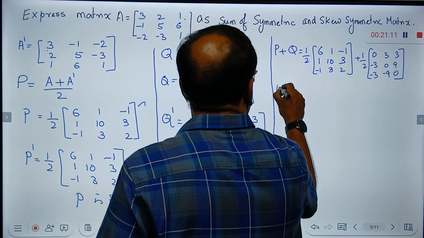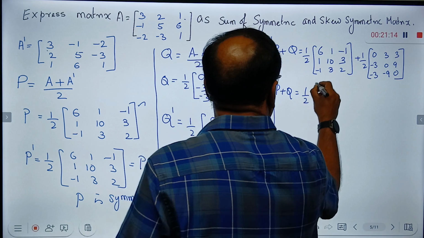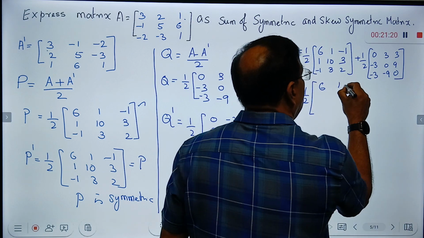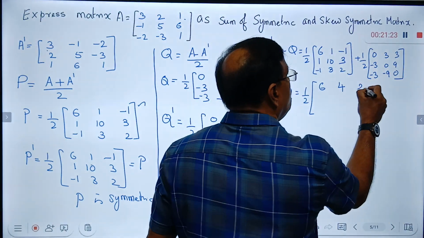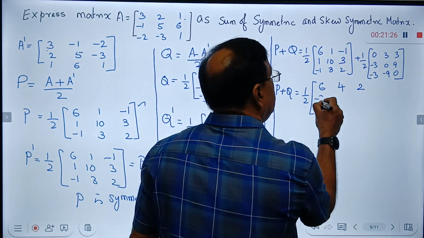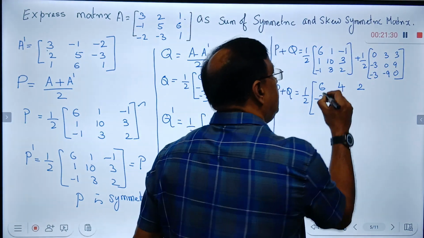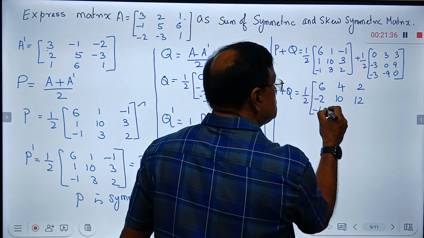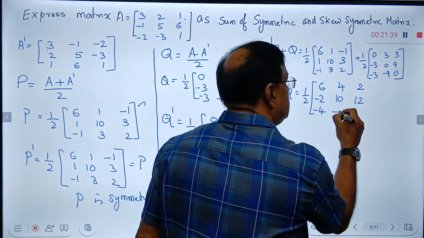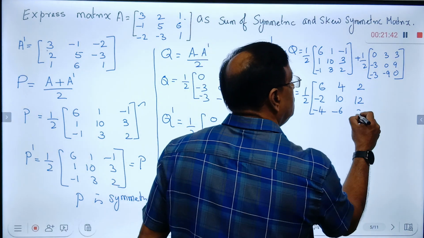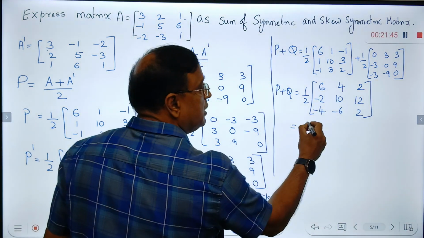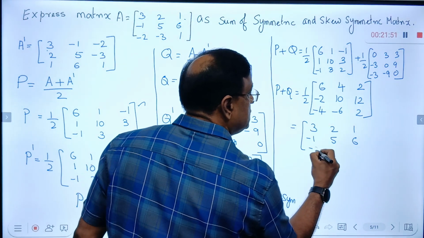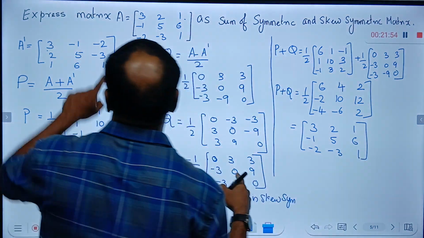Now add them. Half is common in both the matrices, I'll keep it outside. 6 plus 0, 6. 1 plus 3, 4. Minus 1 plus 3, 2. 1 minus 3, minus 2. 10 plus 0, 10. 3 plus 9, 12. Minus 1 minus 3, minus 4. 3 minus 9, minus 6. 2 plus 0, 2. Now divide by 2, scalar multiplication. 3, 2, 1. Minus 1, 5, 6. Minus 2, minus 3, 1. And this happens to be my A.